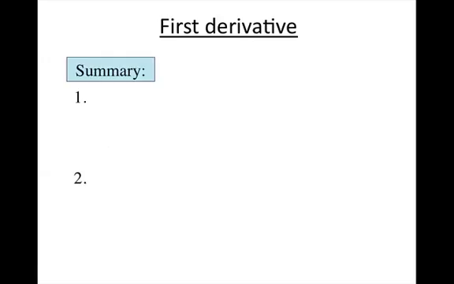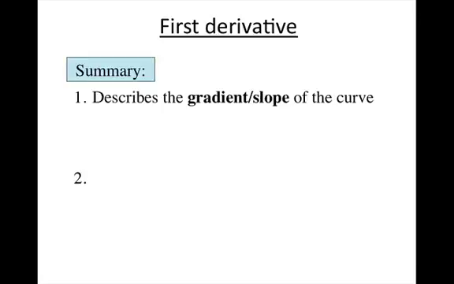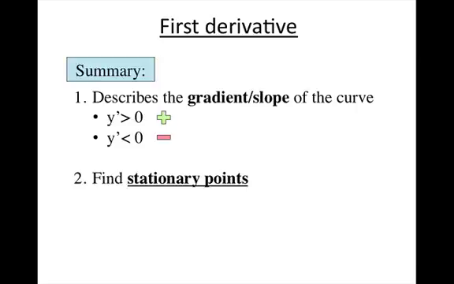So let's summarize the first derivative. There's two main functions of it. First one is that it describes the gradient or slope of the curve. So we can see exactly what the gradient or slope of the curve is doing anywhere by just looking at the first derivative at that point. For example, if the first derivative is greater than 0, it's a positive gradient, so it's sloping up. If the first derivative is less than 0, it's a negative gradient, so it's sloping down. And if the first derivative is equal to 0, well, that's the second main point.